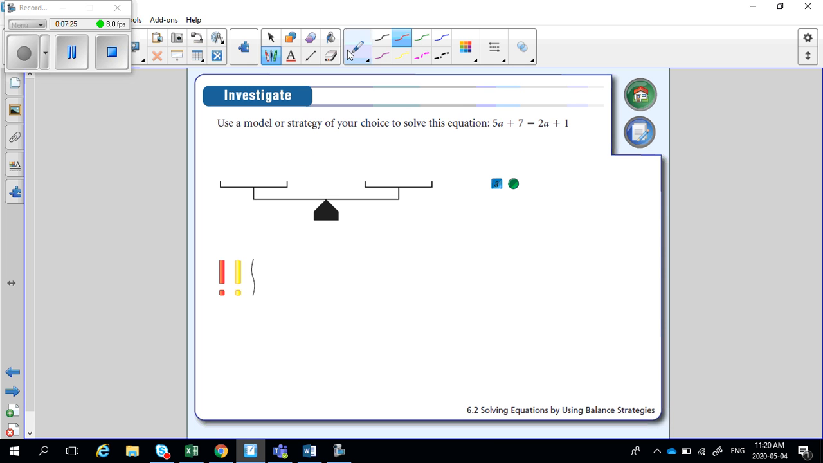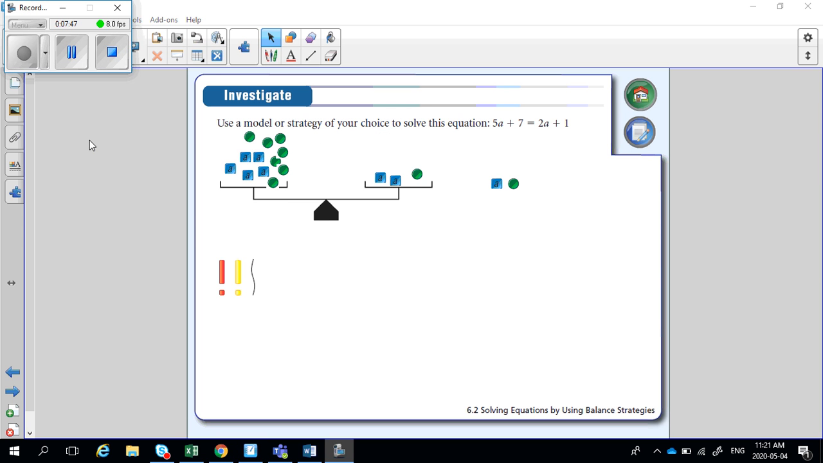Let's look at another one. Here we go. So use a model or strategy of your choice. Okay, well, I'm going to choose for you. So 5a plus 7 equals 2a plus 1. Okay, so let's take 1, 2, 3, 4. Okay, so you can see I moved them all over there. I have 1, 2, 3, 4, 5a plus 1, 2, 3, 4, 5, 6, 7. So there's 5a plus 7. And on the right, we have 2 a's and 1, 2a plus 1. So what can I do here?